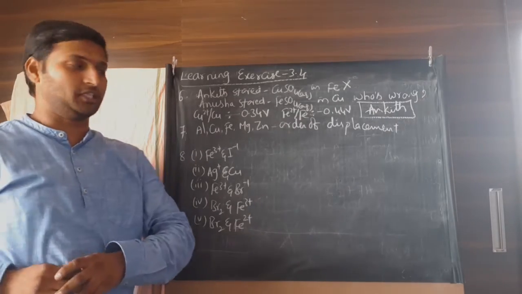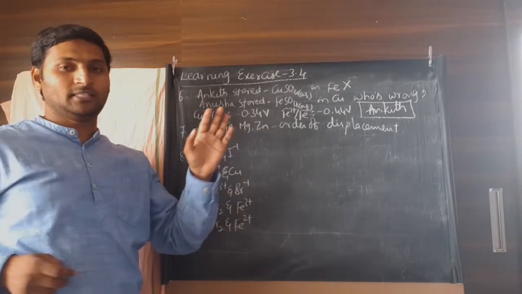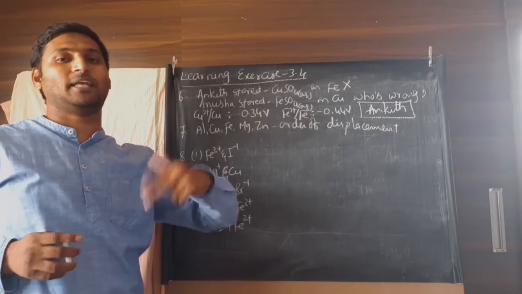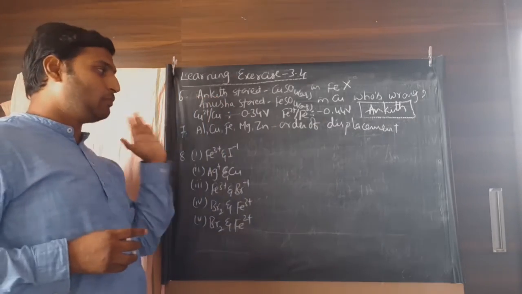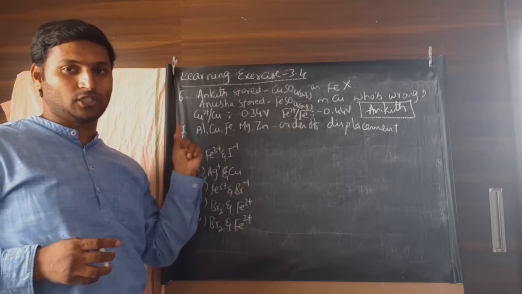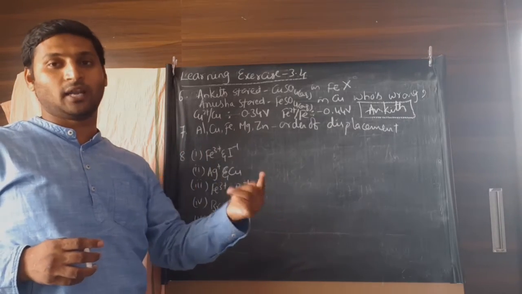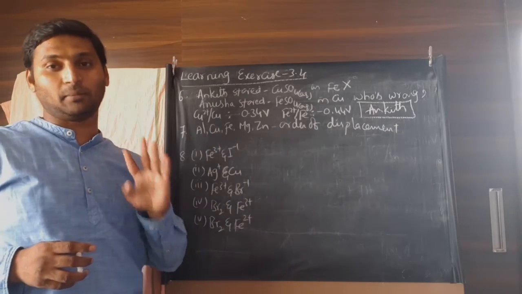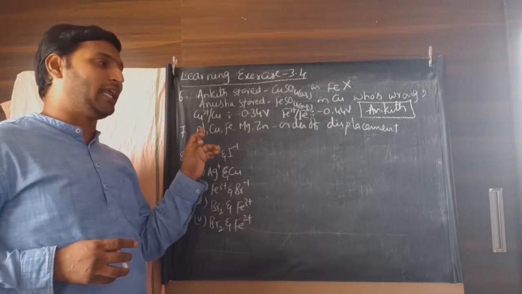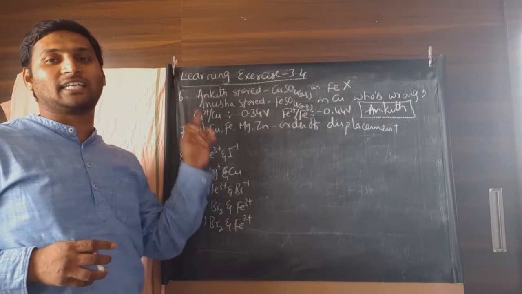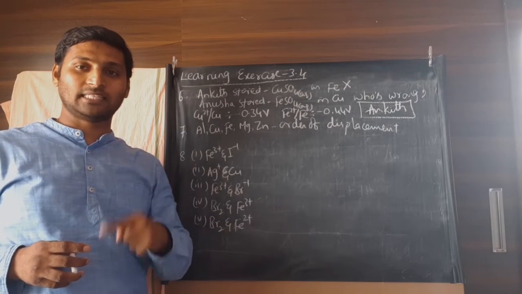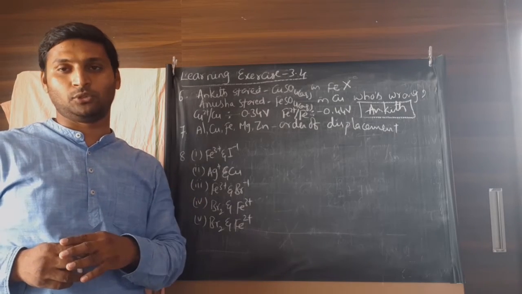Moving on to the 7th question. A set of elements are given. They must be placed in the order of displacement. Means the leftmost one should be able to displace all the ones present in the right. That means you need to arrange them from most reactive to least reactive, because a more reactive element displaces the less reactive element from its solution.